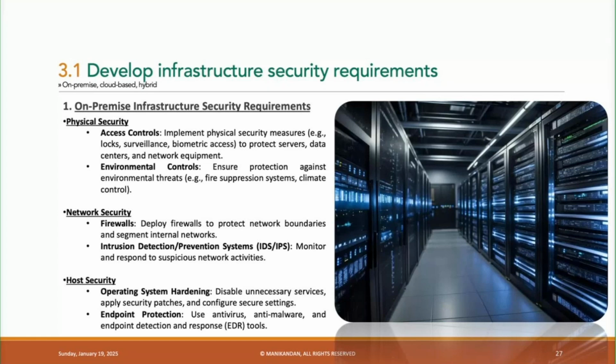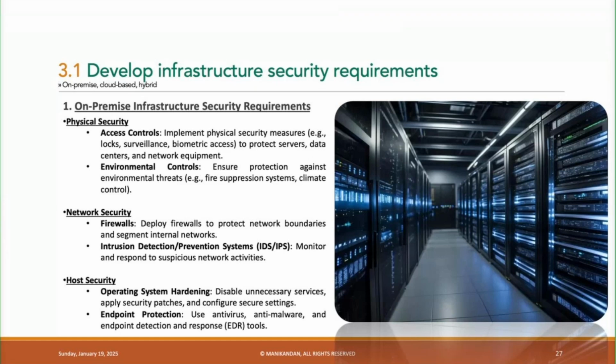Sensible cooling is what we use within the data center, specifically for the racks and servers. And latent cooling is what we use in the operational facilities where people work. Live examples are your ODCs, cubicles, and the centralized air conditioning system used in office premises; those are your latent cooling. So use environmental controls to ensure protection against environmental threats, such as fire suppression systems, climate control, etc.